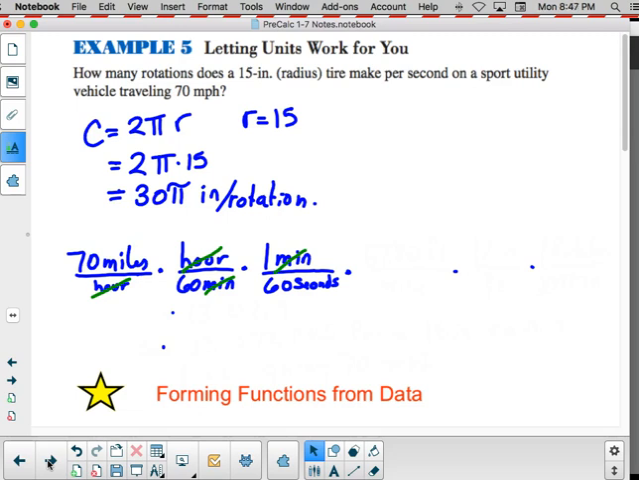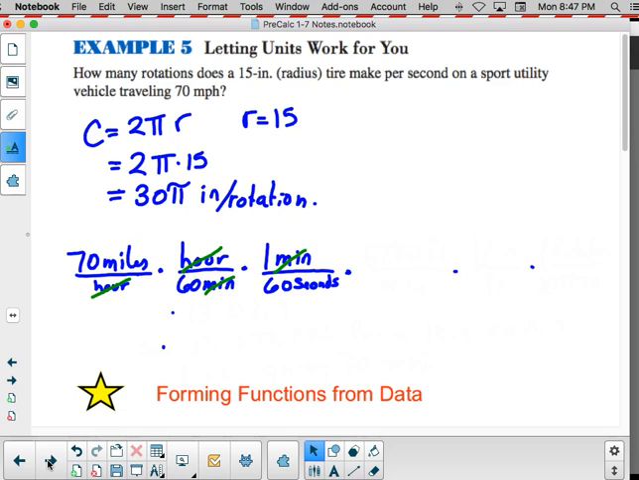But now I've got to get it to inches because, excuse me, I lied. I've got to change miles to inches so I can give it in revolutions. I want revolutions on top. And I have 30 pi inches per rotation, or what I'm going to use is 1 revolution is 30 pi inches.